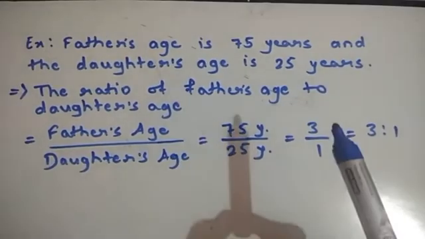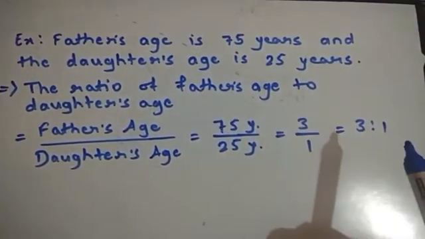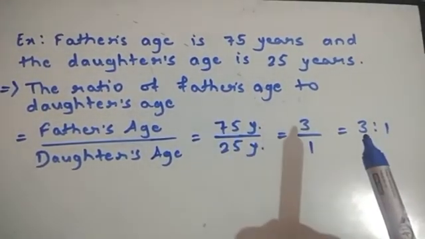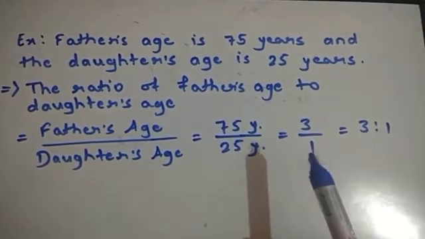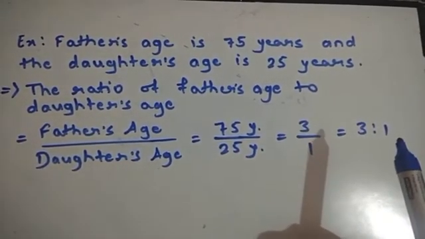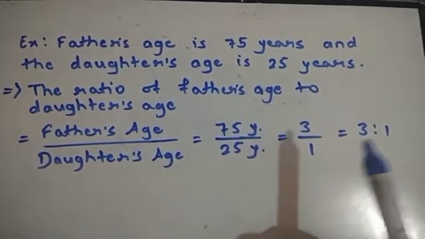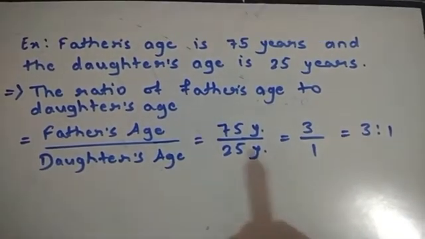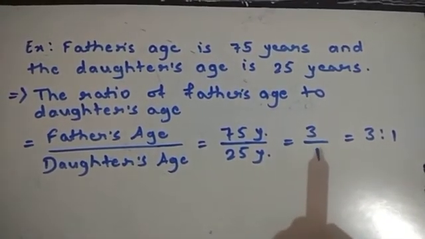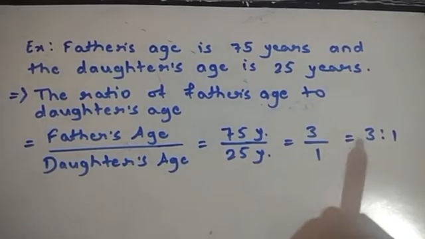And this 3 upon 1 we can write as 3:1. Here, numerator we have to write as the first term of the ratio and denominator we have to write as the second term of the ratio. Therefore, 3 upon 1 will become 3:1. Therefore, ratio of father's age to daughter's age is 3:1.